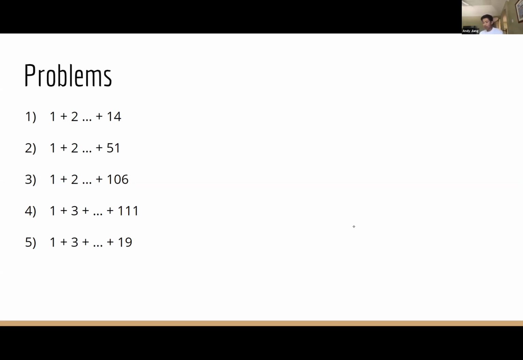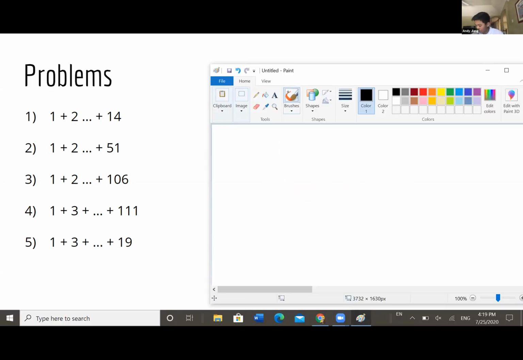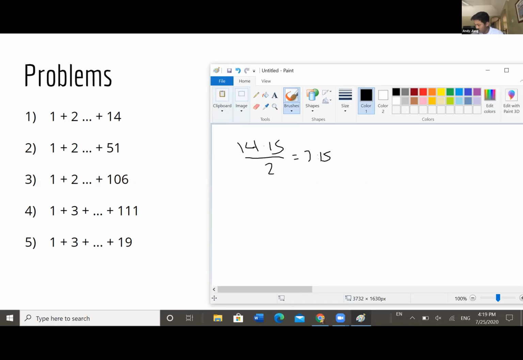Okay. So the first one, we should know this: 14 times 15 over 2, 7 times 15. And then this is a number you should memorize. 7 times 15 is 105. Second one, I chose this number on purpose, so we have 1 plus 2 plus 3 all the way to 51.